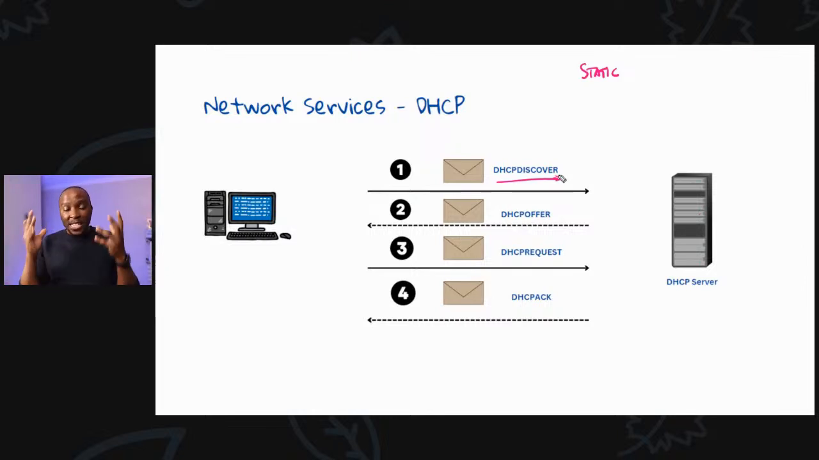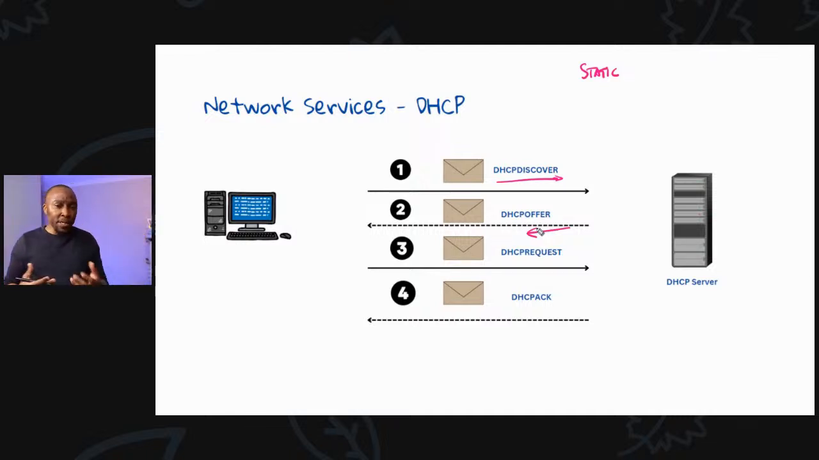And if there's a DHCP server, it will send an offer which says, hey, I'm here. And then the computer says, oh, I got a response from a DHCP server. Now let me send a DHCP request. And in the request, it's saying, hey, Mr. DHCP, I need an IP address for me to talk on the network.